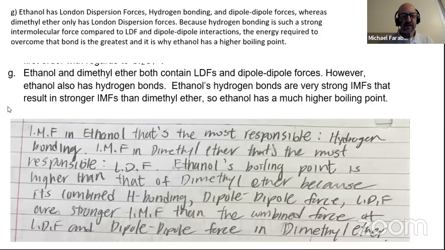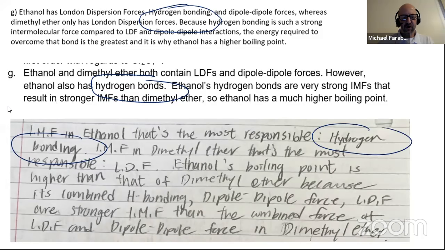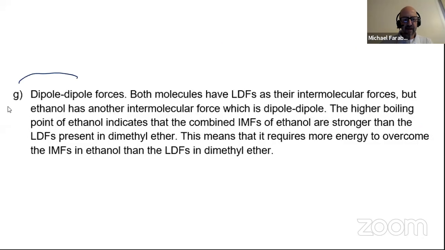Okay, this looks good. I see hydrogen bonding, stronger IMFs. Okay, hydrogen bonding, stronger IMFs, looks good. This is close, but I don't think this gets the point here. Dipole forces did not actually say hydrogen bonding. Okay, so again, be careful that you identify all of the intermolecular forces.